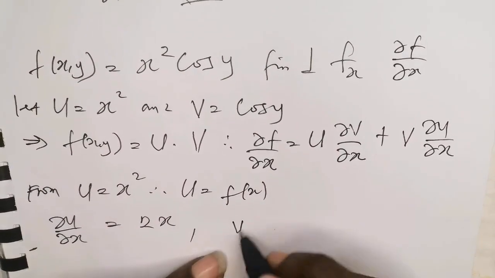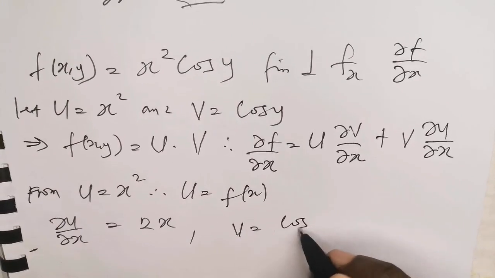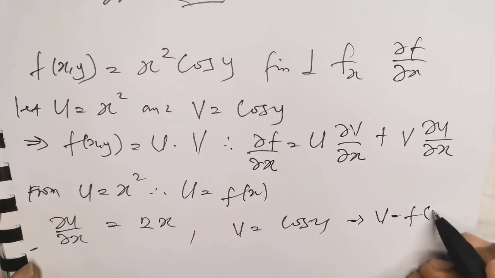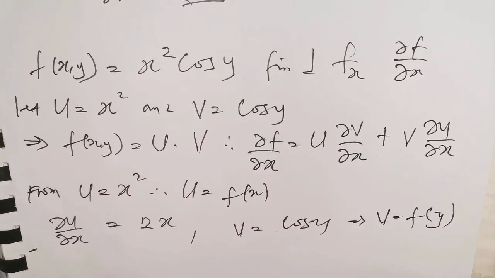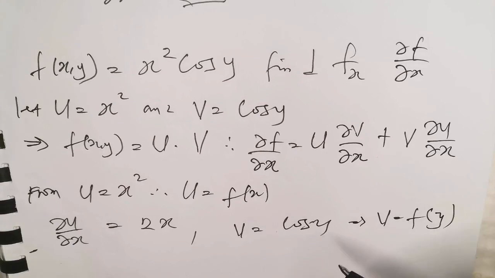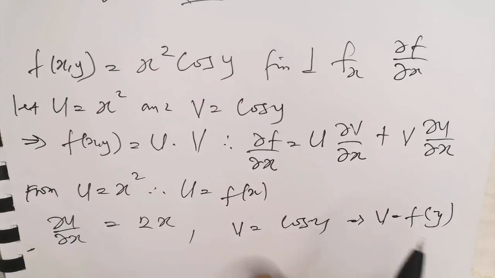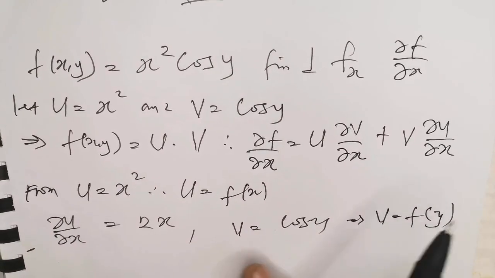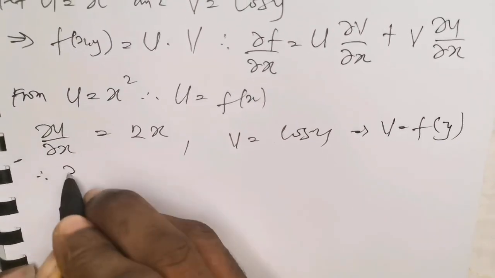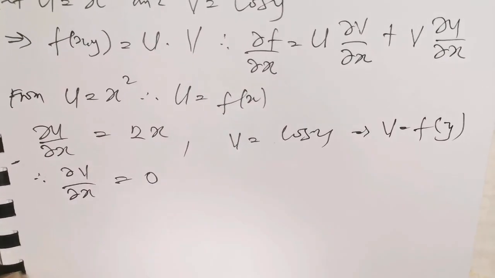Again, I have v to be equal to what? V was given as cos y, which means v depends on the value of y. If I say y is 30 degrees, it means v becomes cos 30. So v has a value. This implies that v is a function of only y. As such, I can only differentiate v with respect to y and not with respect to x. So differentiating v with respect to x in this case becomes 0, because this function v does not contain x. So y in this case automatically becomes a constant. Therefore, the partial derivative of v with respect to x automatically becomes 0.